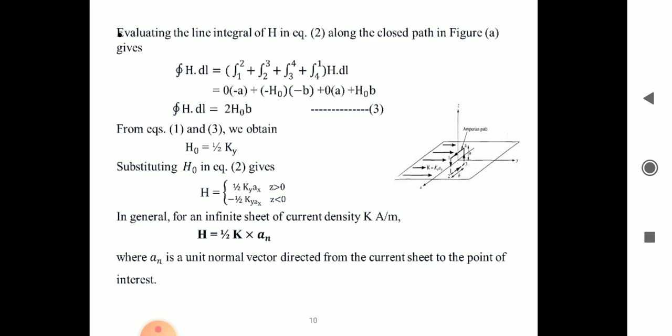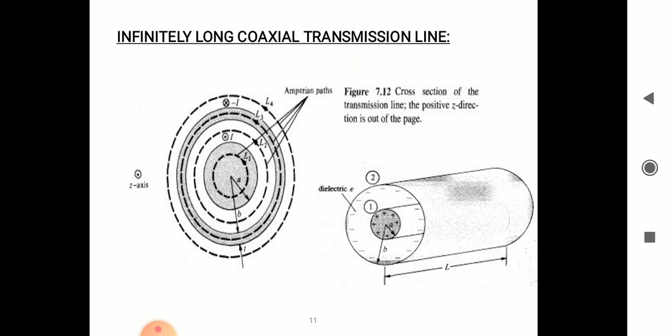Now coming to the third observation, the infinitely long coaxial transmission line. You see in the figure we have a cross section of the transmission line. The positive z direction is out of the page. You see here the dielectric is placed between these two, and the inner one, having radius a, is the conductor, that is positive.